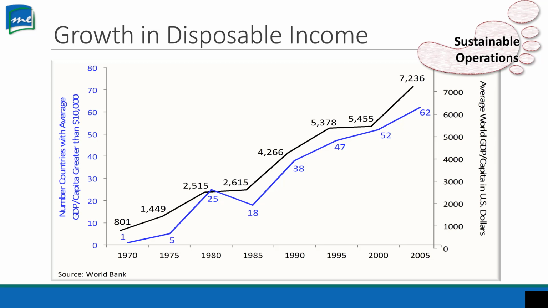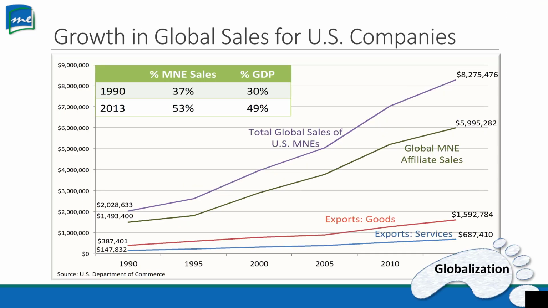And when you look at the actual world gross domestic product per capita in United States dollars, we had 801, which then increased all the way to 7,236. That's about a tenfold increase, just shy of tenfold. So as you see, disposable income is increasing. So where are people going to spend their money? People are looking at where they're going to spend this money. Most people don't save. That's just a fact. So they're going to go out and buy things.